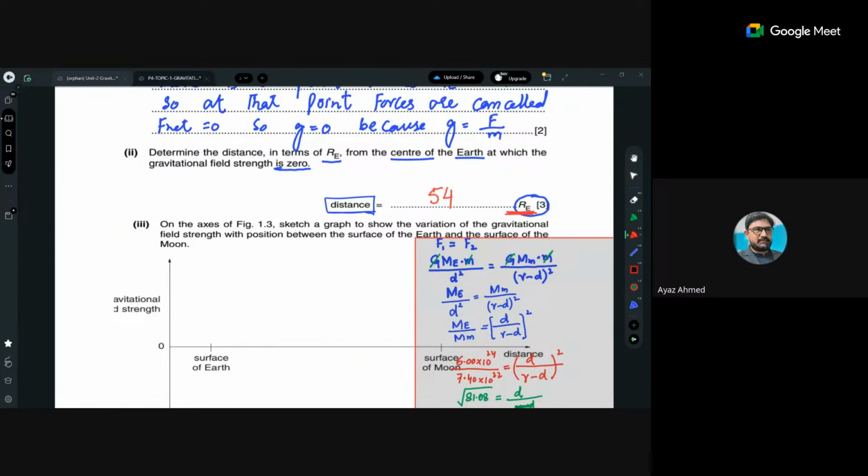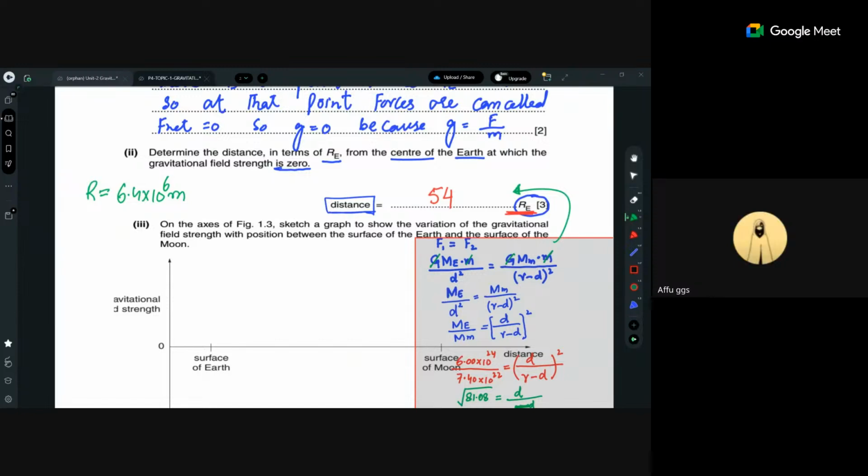Sometimes we are given data. Yeah, radius of the earth is this. We can calculate because I can tell you the radius of the earth. So what is the radius of the earth? Radius of the earth is basically 6.4 × 10^6 meters. So if you plug in the value here, you can get the numerical value in meters or kilometers.